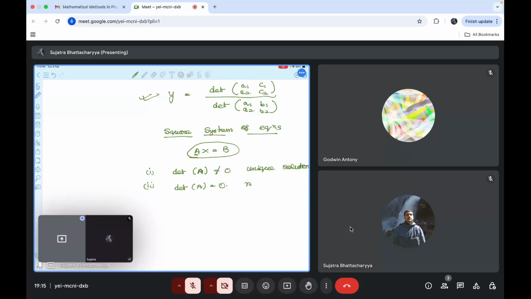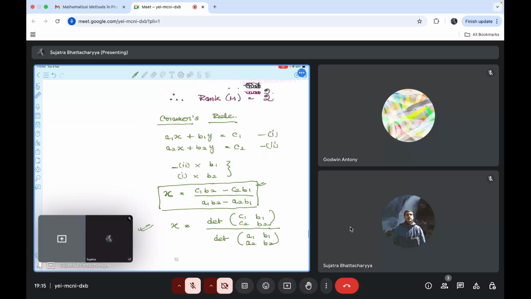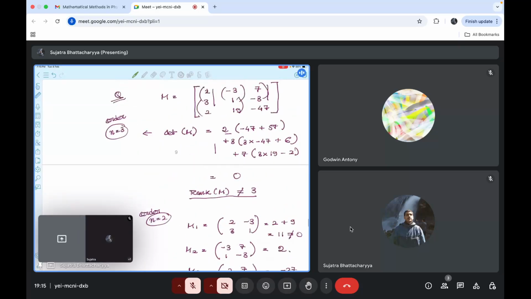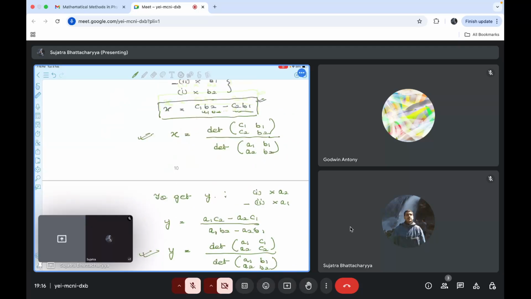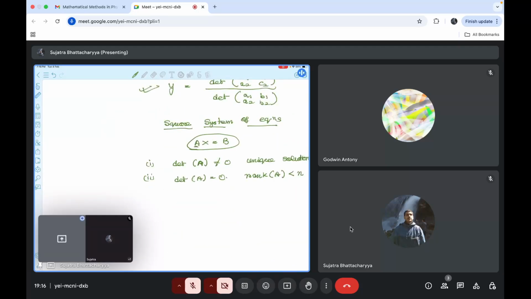Okay. That means this is a square system, then rank of A is less than N. We have seen that when the highest order, say 3 by 3 matrix was there, I have calculated the determinant, and it comes out to be 0. That means rank is not equal to the number of unknowns. Correct? So that is what we are getting. Rank of A will be less than N. A means the matrix, not the augmented one.